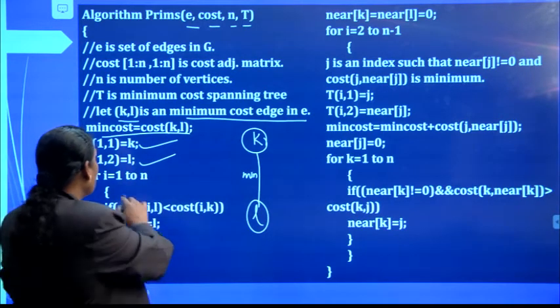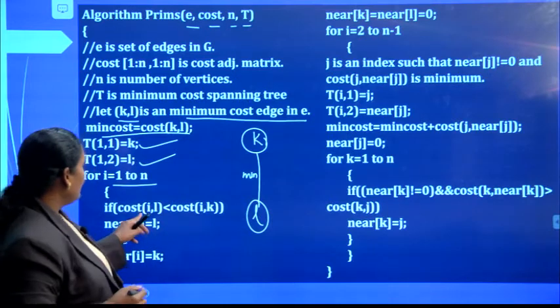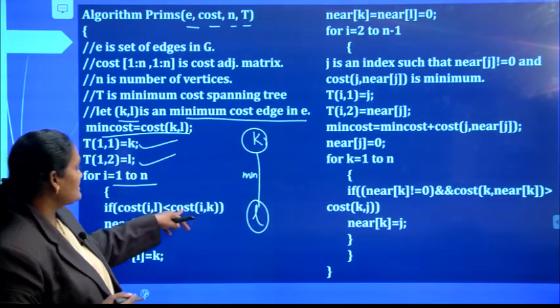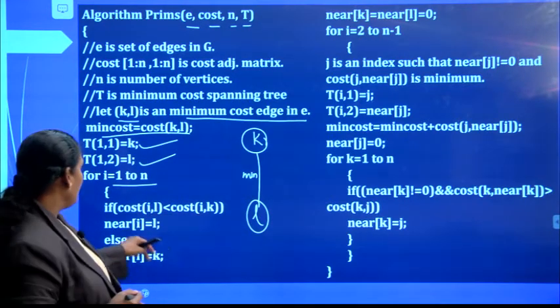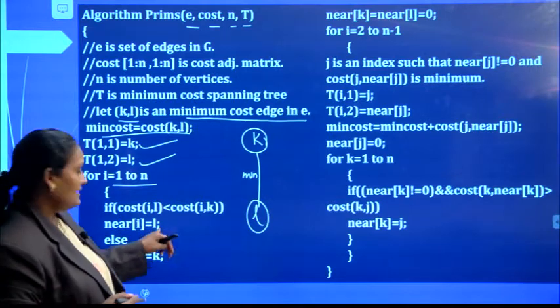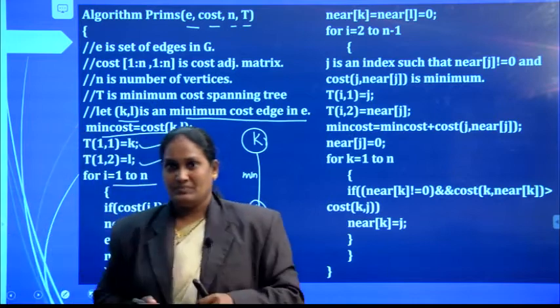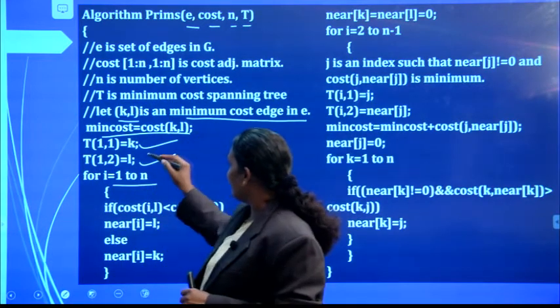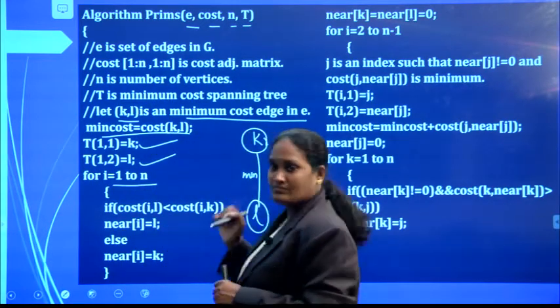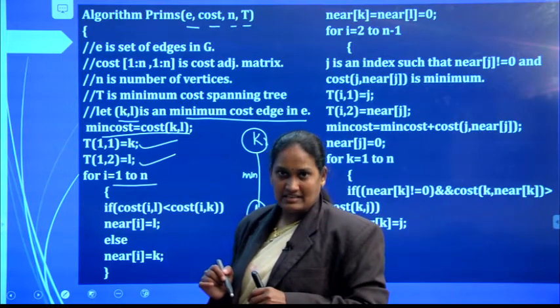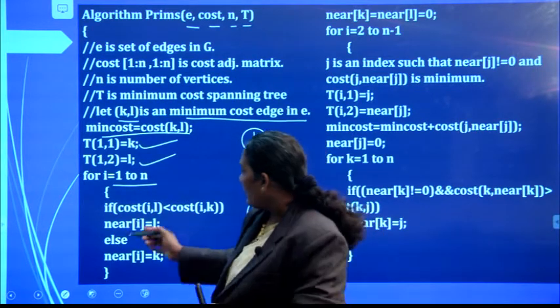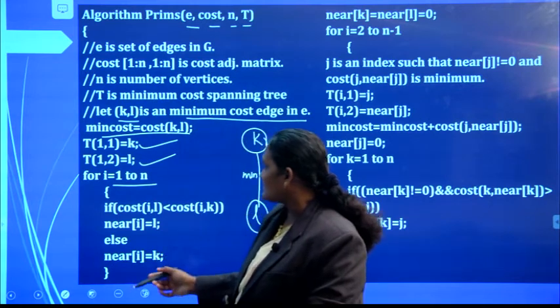After that, what are we doing? For I equal to 1 to n, if cost of I comma L is less than cost of I comma K, near of I is equal to L, else near of I is equal to K. Here what is this near? Initially we selected an edge K comma L. What do these near values mean?